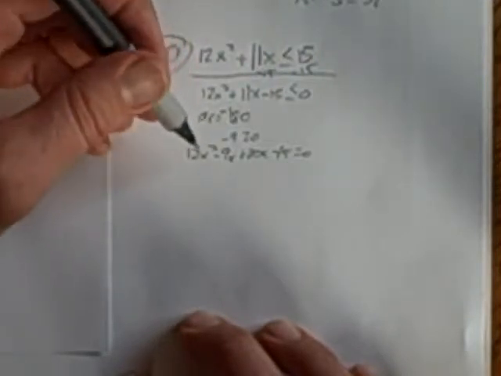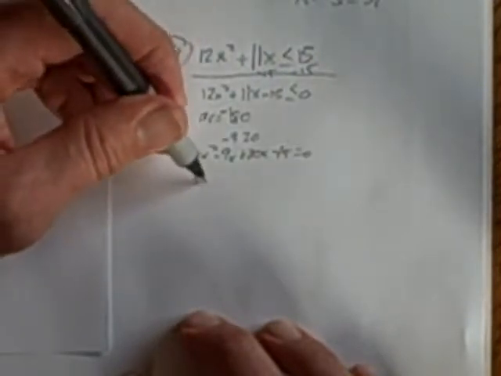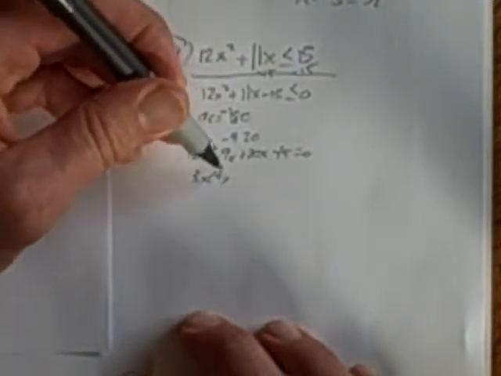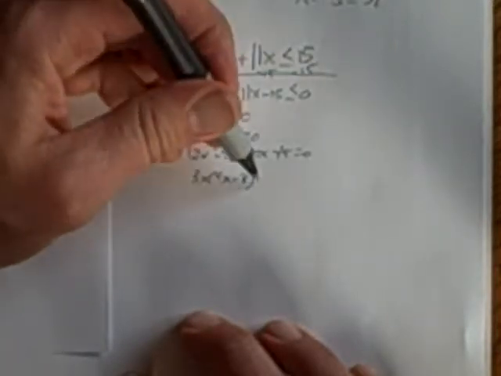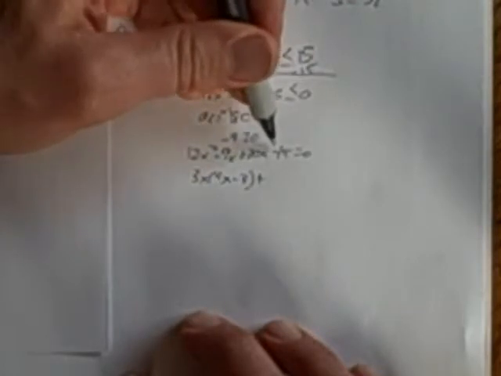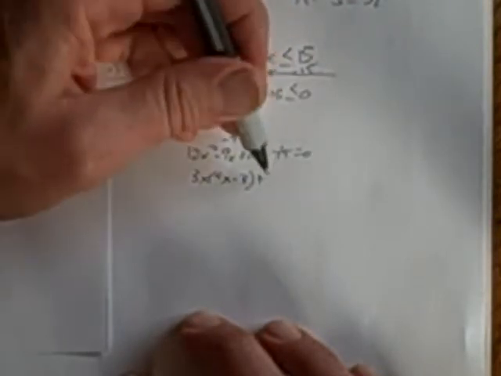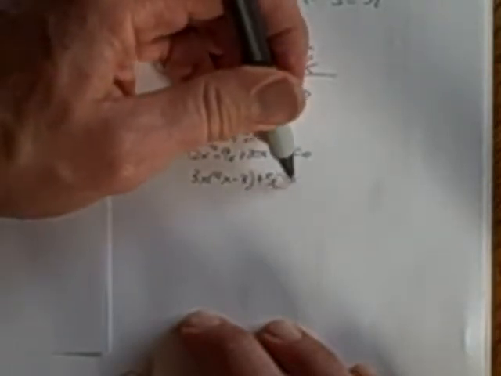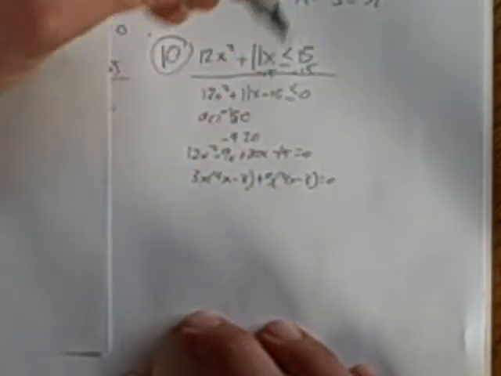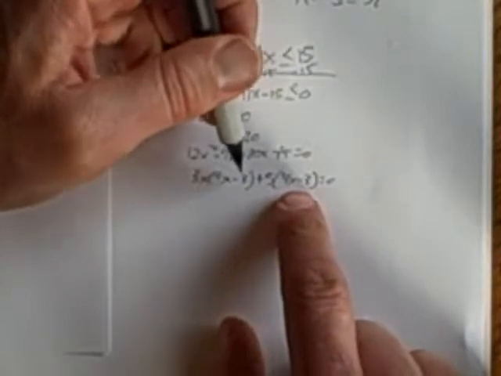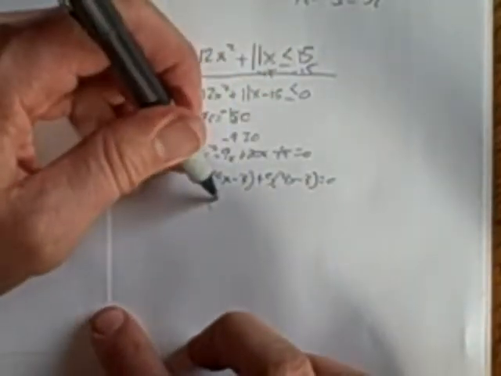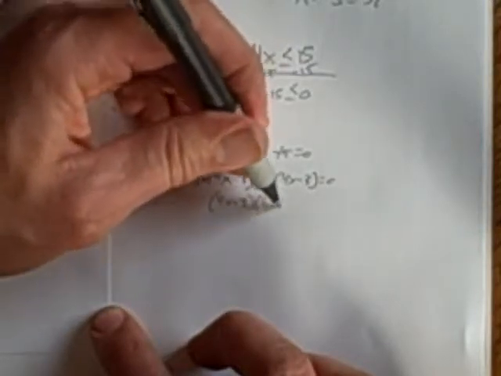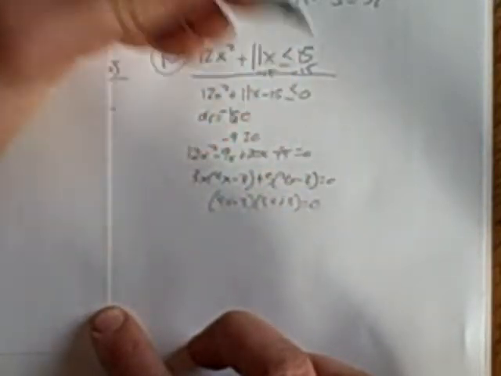On these first two right here, I could factor out a 3x. It's going to leave me a 4x minus 3. And on these two, I could factor out a 5. That's going to leave me 4x minus 3. Good. Then, since they both have a 4x minus 3, I can factor out that 4x minus 3 times 3x plus 5. That equals 0.